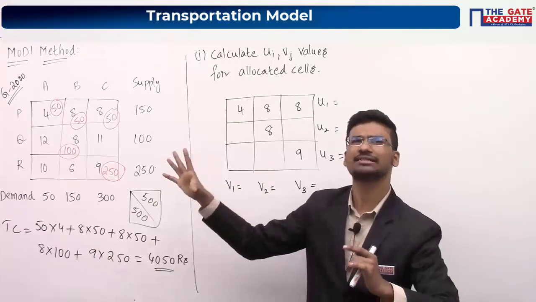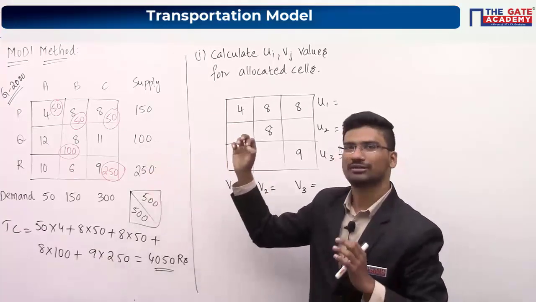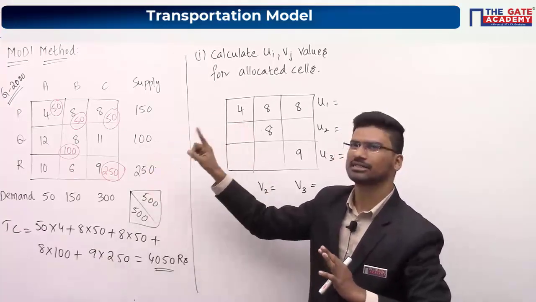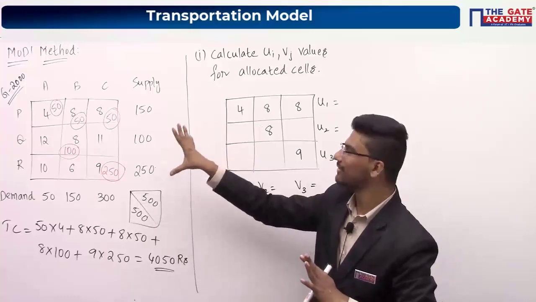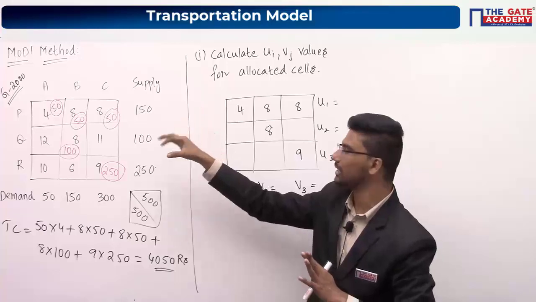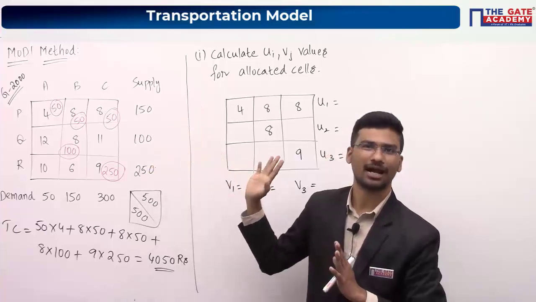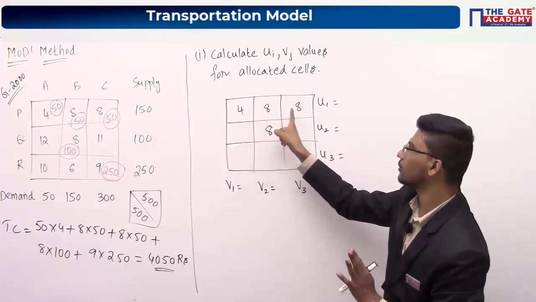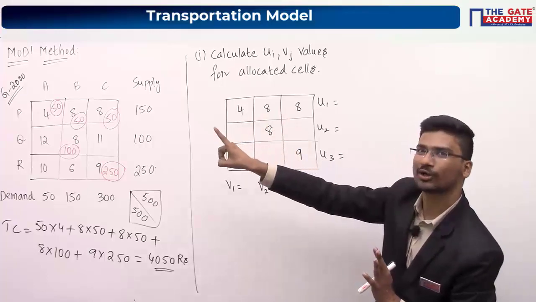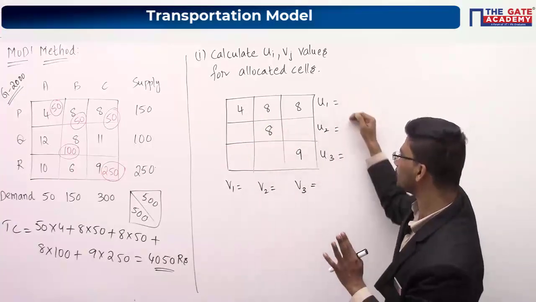It is designed in such a way that it definitely requires m plus n minus 1 allocations, so you have to check. If the solution has m plus n minus 1 allocations, then only you can start with the Modi algorithm. So in the first step, we have written the cost values present in the allocated cells. Now we have to calculate these values.